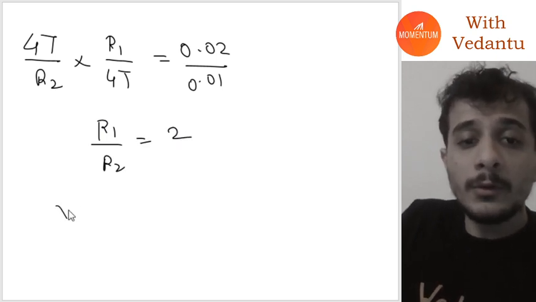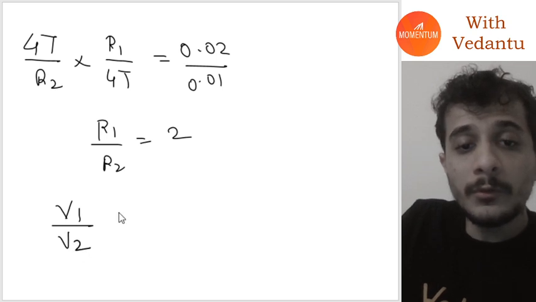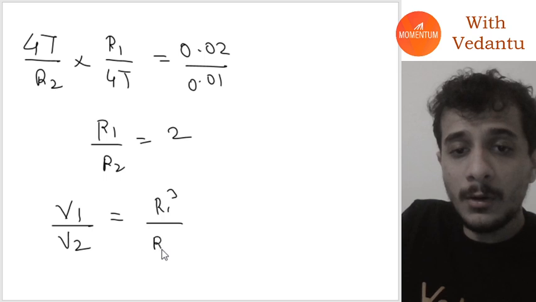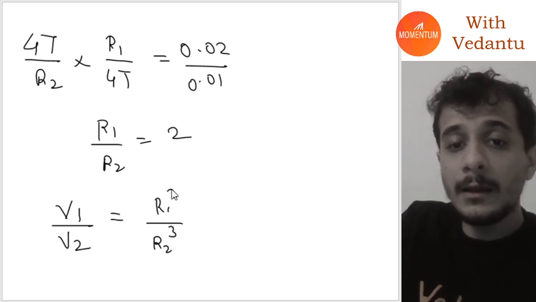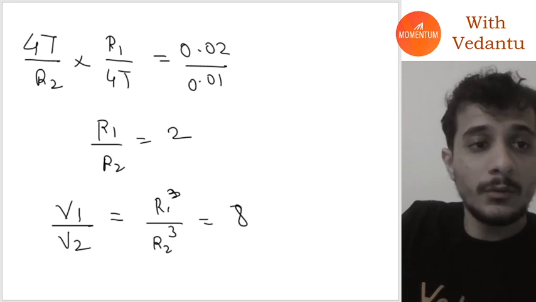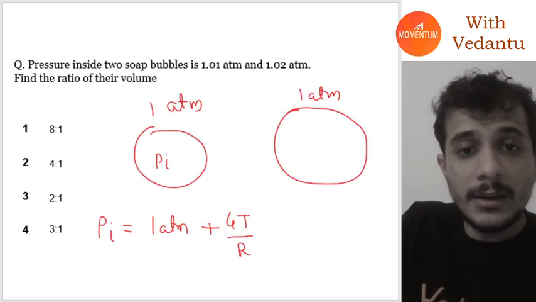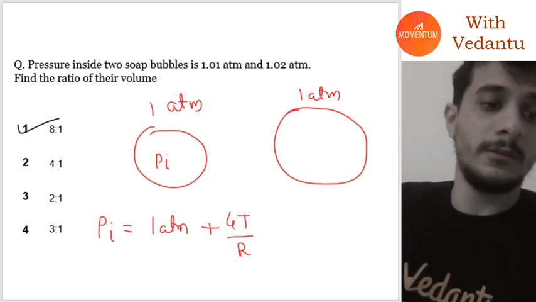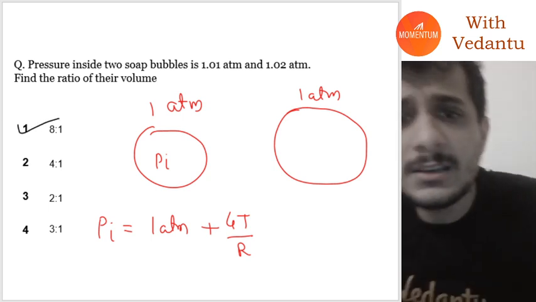Now, if I have to calculate the ratio of volumes V1 by V2, that will be nothing but the ratio of cube of the radius. That will be nothing but 8. So the correct answer is the ratio of their volumes will be 8 is to 1.